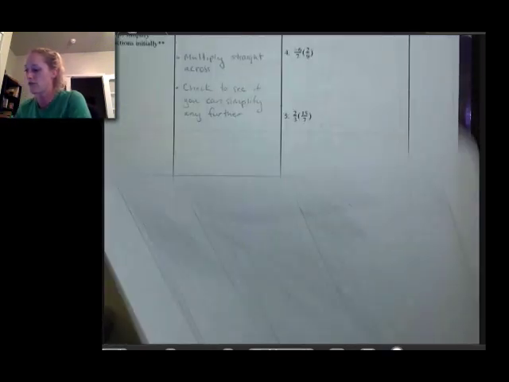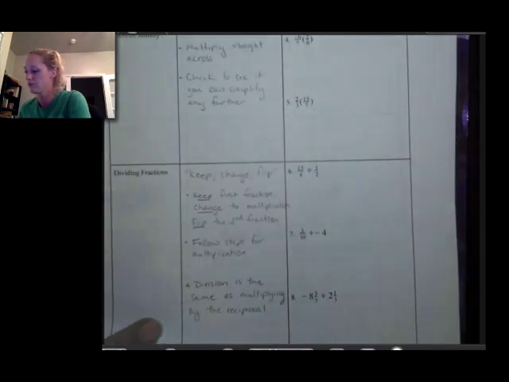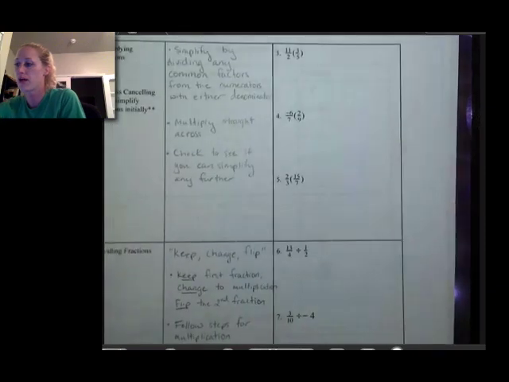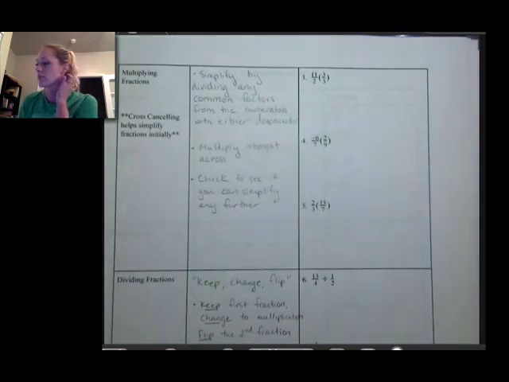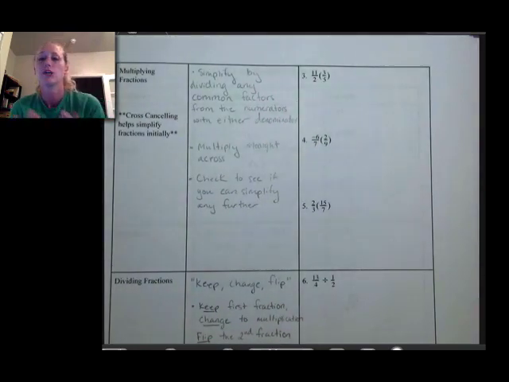Okay, now let's review some of our fraction operations here. All right, so let's talk about multiplying with fractions. Something that is super useful when you're multiplying with fractions is called cross-canceling. Basically, we're trying to reduce the fractions before we multiply so that we're not using such huge numbers. It makes the mathematics in your head way easier.